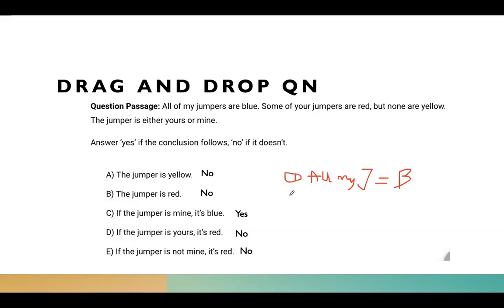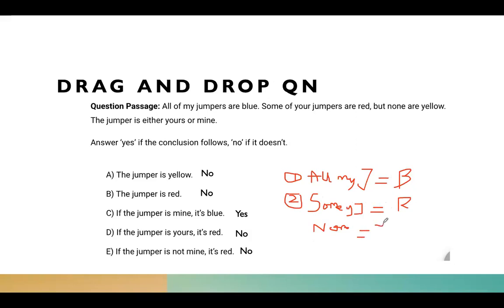And then second one, some of your jumpers. So I'm just going to put sum of your jumpers equals red, but not all. And then we know that none of them are yellow. So none, I'm just going to put none yellow. You guys get the idea.